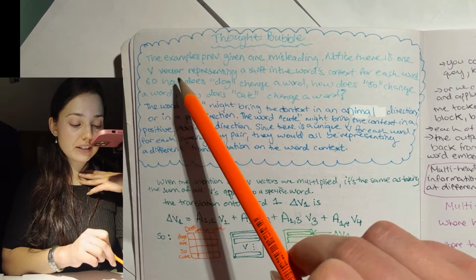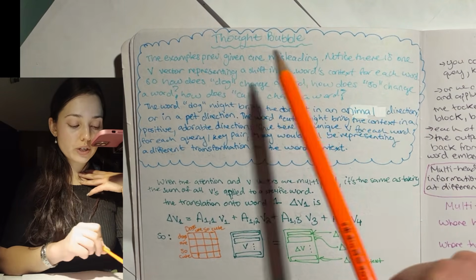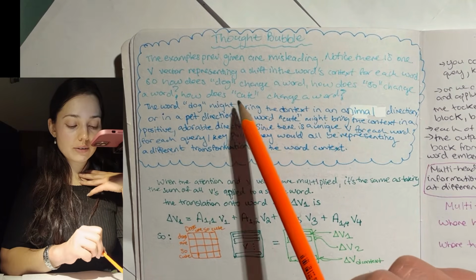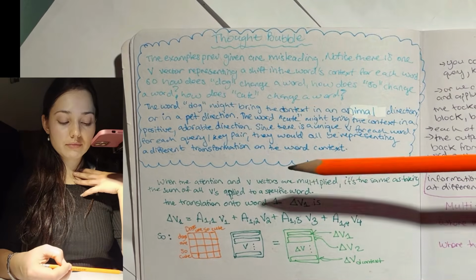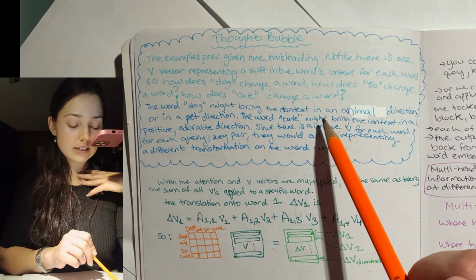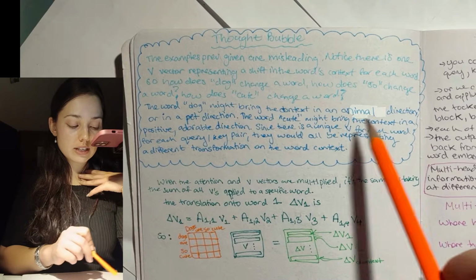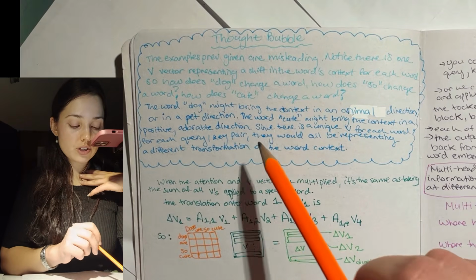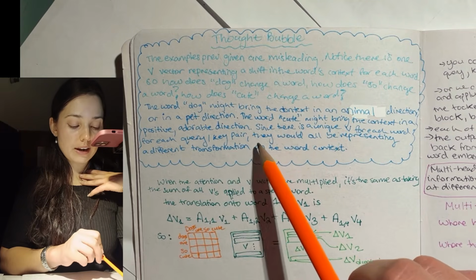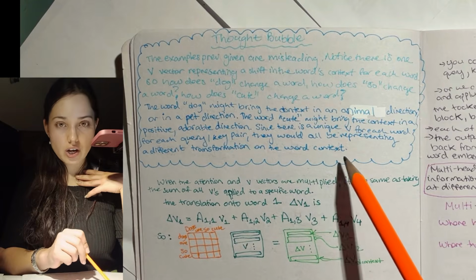Notice there is one V vector representing a shift in the word's context for each word. So how does dog change a word? How does so change a word? And how does cute change a word? And I think I answered my own question here. The word dog might bring the context in an animal direction or in a pet direction. The word cute might bring the context in a positive, adorable direction. Since this is unique for V for each word or each query key pair, they would all be representing a different transformation on the word context.